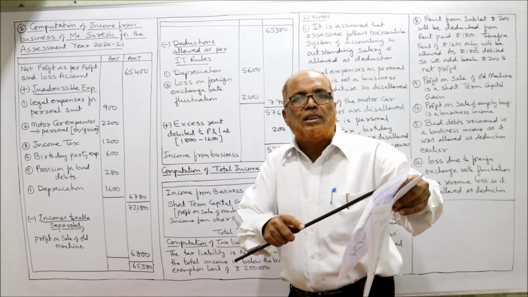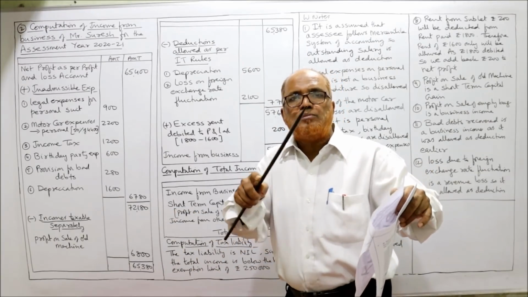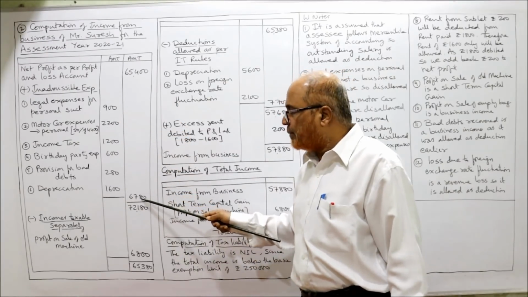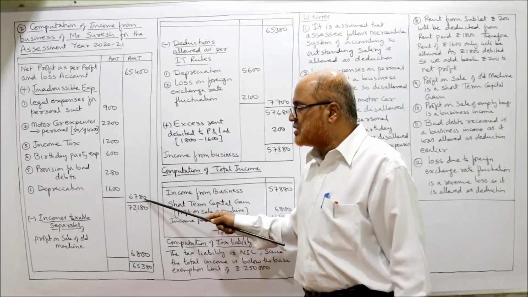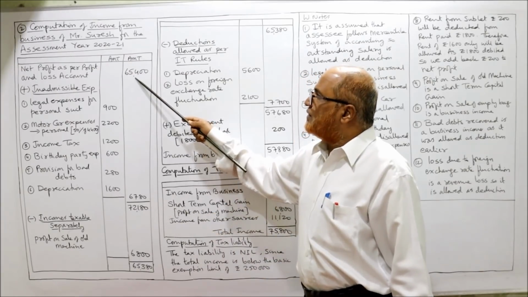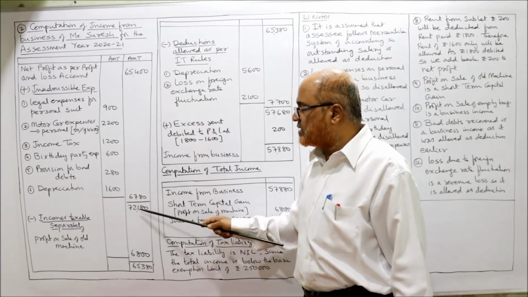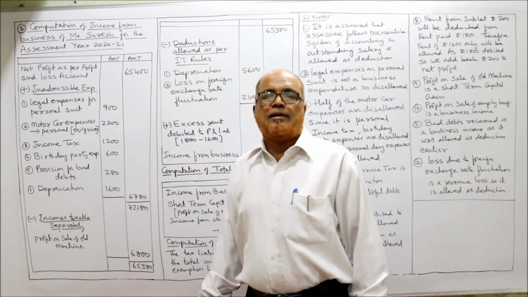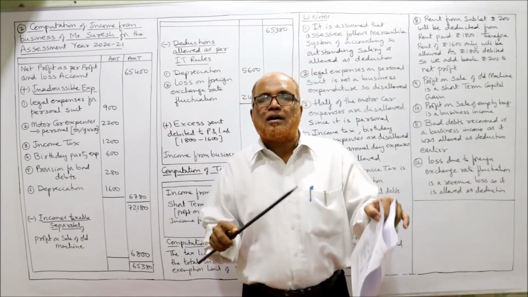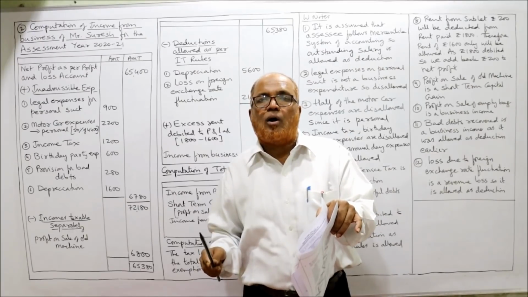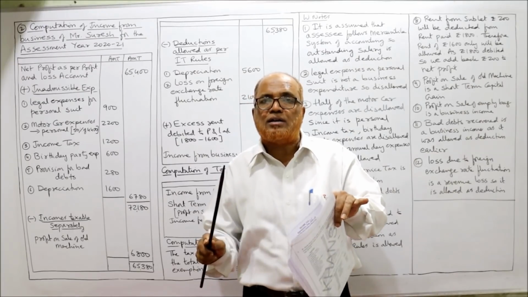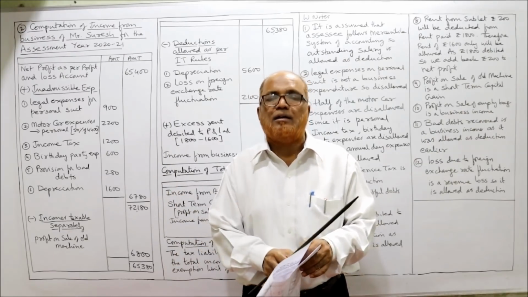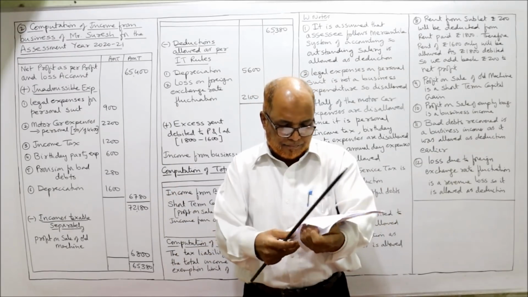So here we have seen all the debit items. These are the inadmissible items, disallowed, add back. The total of this is 6,780. So 65,400 plus 6,780 is 72,180. Now less: incomes taxable separately. Some incomes are credited to the profit and loss account, but these incomes are not taxable under business income. The incomes are taxable separately. Now we'll see which are the incomes.